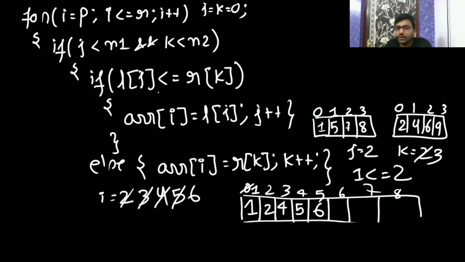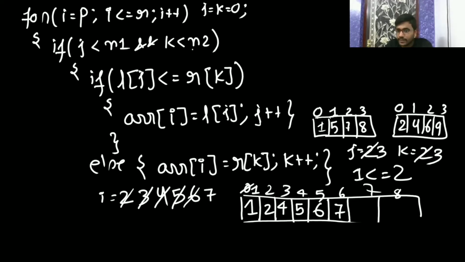Yes, condition satisfied. Now left of 2 is your 7. Is 7 smaller than or equal to right of 3? Yes, 7 is smaller. So 7 will be here, in array of I, 7, and this will increment to 3. Now I will increment to 7.